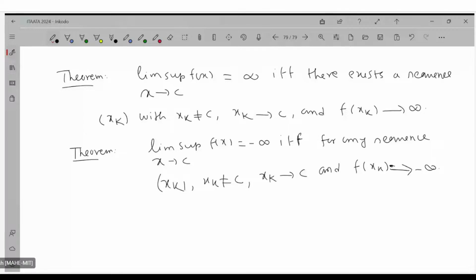If we calculate all the sequences and get finite values, then the supremum will be the maximum of all the possible subsequential values of the function, and for the infimum you will have the minimum. Okay, let's see some examples.